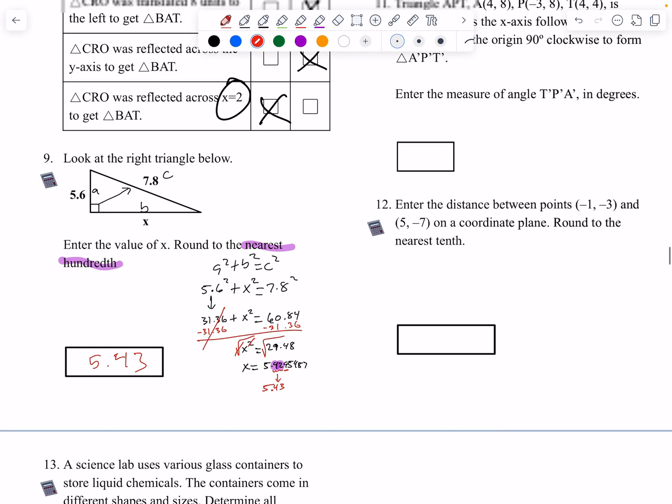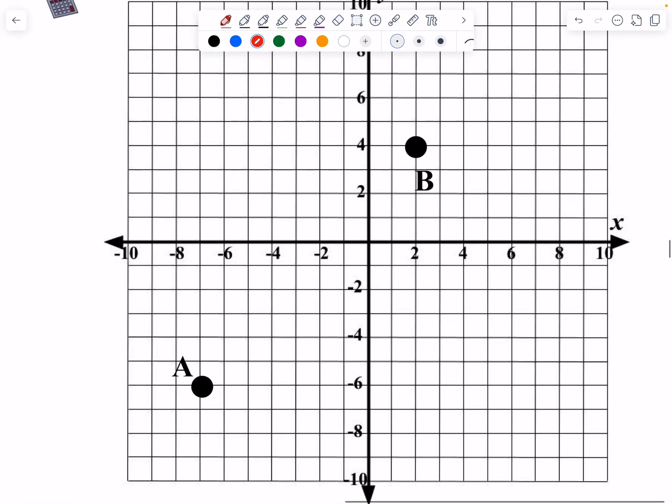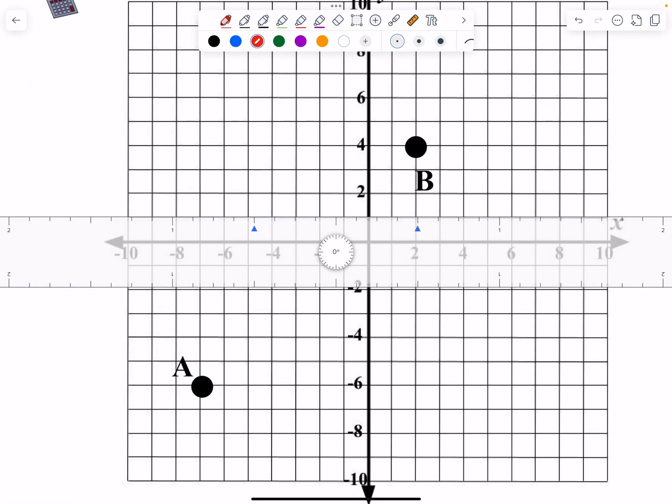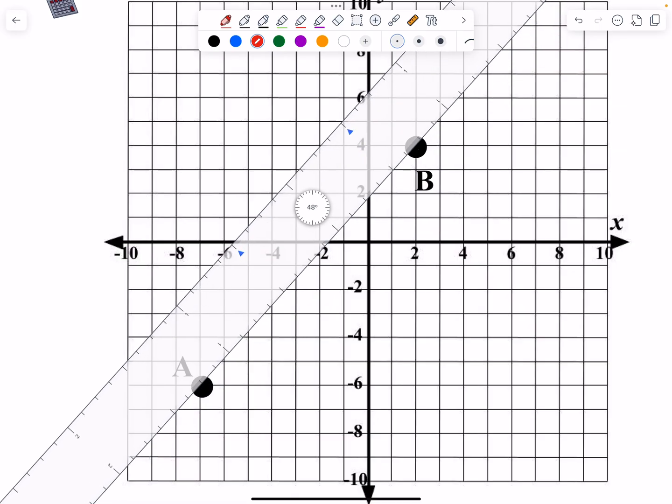All right, number 10. Look at the graph below. Enter the distance units between point A and point B. Round to the nearest 10th. So I'm going to be getting a decimal again. And you're like, what is happening? Well, think about it. We kind of did this in a different quiz. And the trick to this is like, well, what do I do? So think about it. You are trying to find the distance from here to there. So how do you do that?